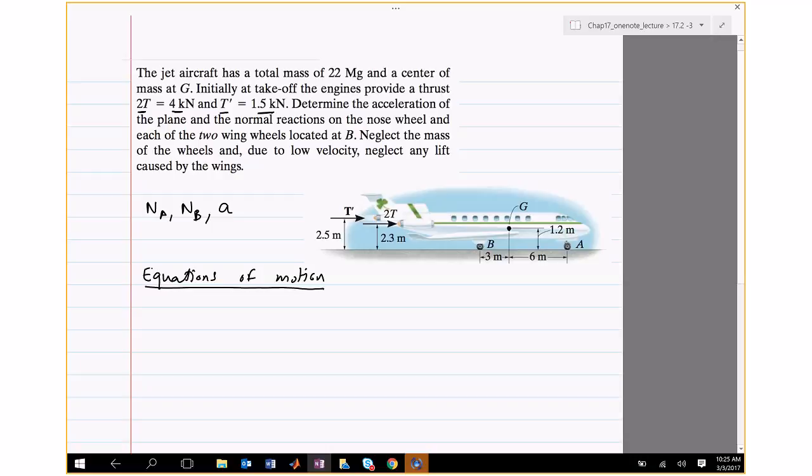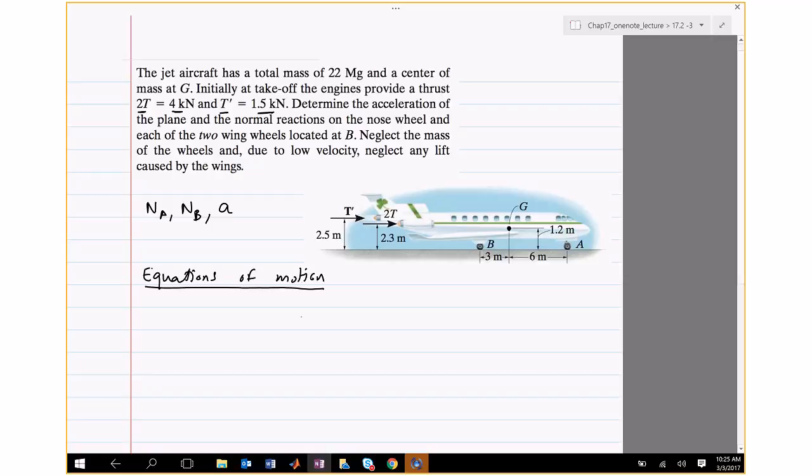Okay, another thing, which is what is the frame to use? In this case, the plane is going to only move in either the x or y direction, right? So the best choice is Cartesian coordinates. This is really rectilinear translation.